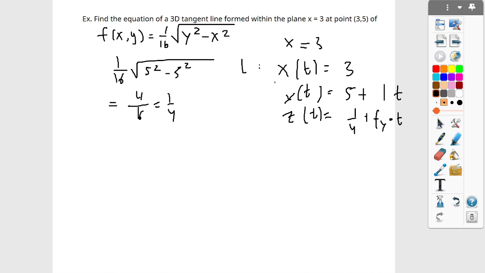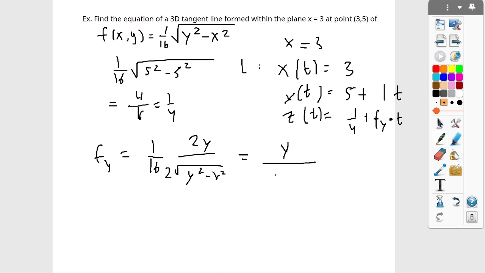So what is f sub y? F sub y is equal to the derivative. So it's just 1 over 16 times the derivative of this, which is 2y over the square root of y squared minus x squared, right? Or 2y over the square root of 2y squared minus x squared. If you want to pause and verify that this is correct, then please do so, but I'm just gonna trust my intuition and carry on, right? Continue with the problem like this.